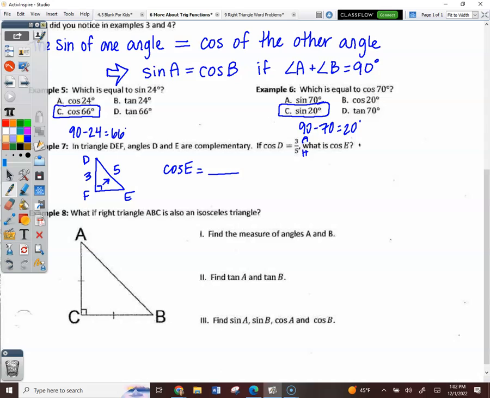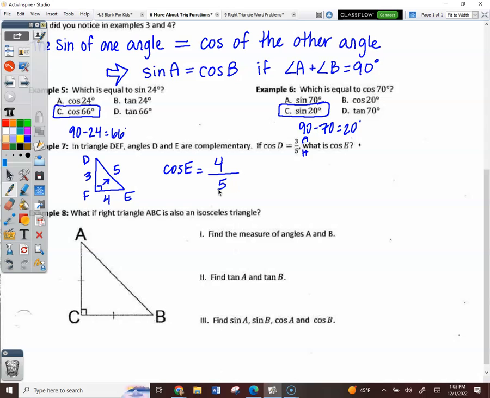Yeah. This is a Pythagorean triple. It's a 3, 4, 5 triangle. Do make sure the 5 is on the hypotenuse before you run with 3, 4, 5. I'm just saying, what if this was 5 and this was actually blank? It would not be 3, 4. So be careful. Make sure the 5 is actually the hypotenuse. So, what's cosine of E then? 4/5. There you go.